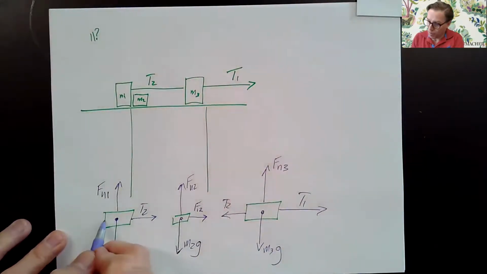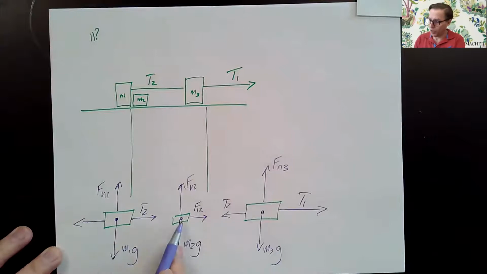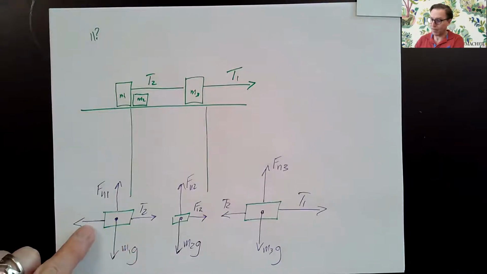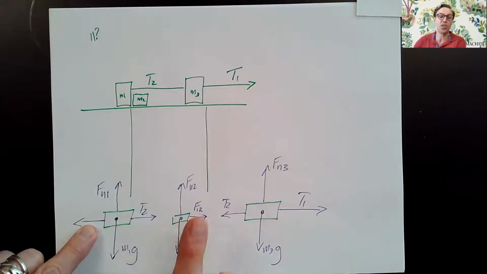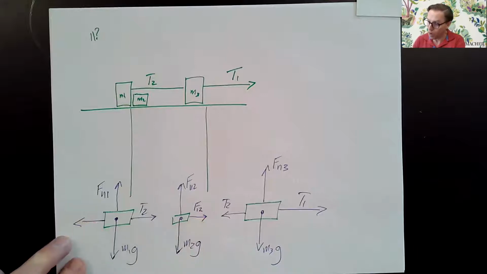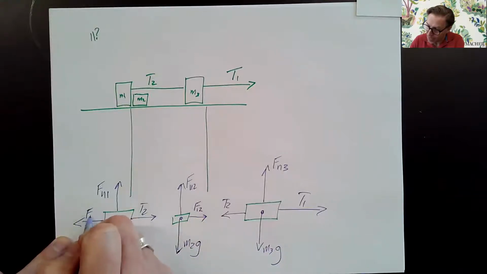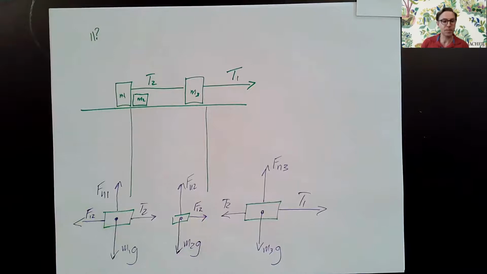Therefore, there's one more force here. Block 2 pushes block 1 to the left. Now, who pushes harder? This one or this one? That's right. Every force has an equal and opposite force. So this force and this force are the same number of newtons. So I'm also going to call this F12.